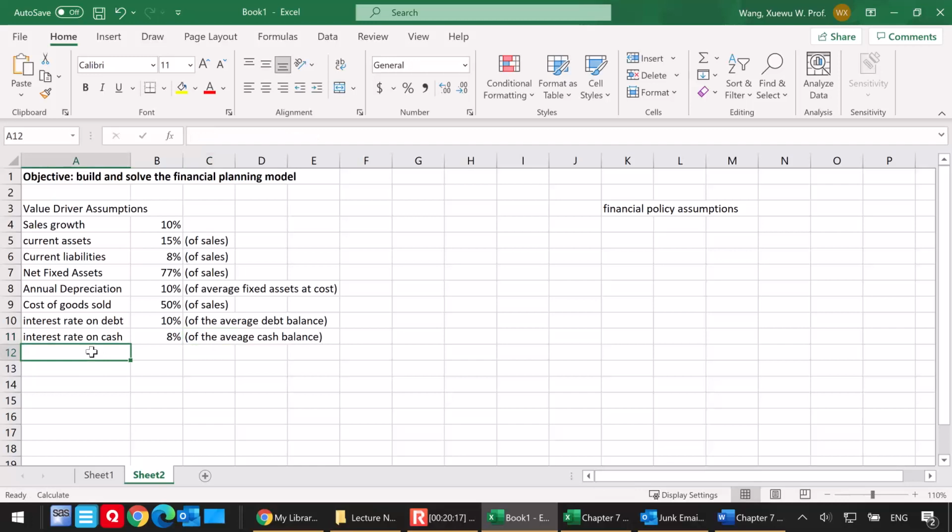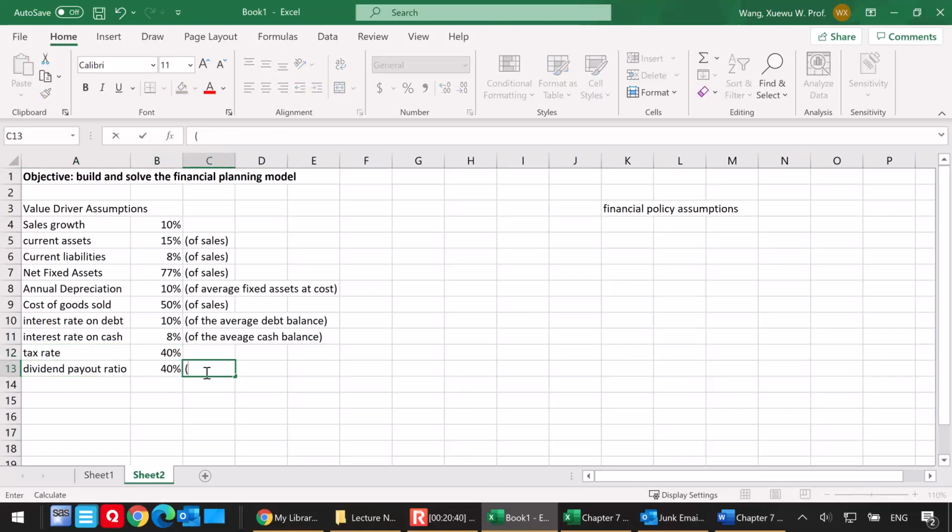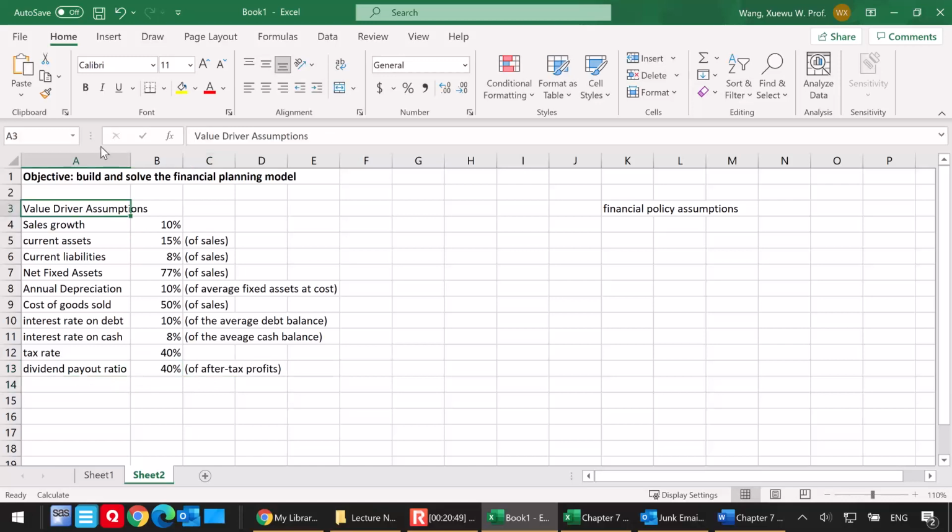And then we have the tax rate. The tax rate is actually 40%. We know this is probably a little high. And then we have the dividend payout ratio. This is the 40%. Well, 40% of what? 40% of after tax profits. So that is the value driver assumption. Let me make them bold.